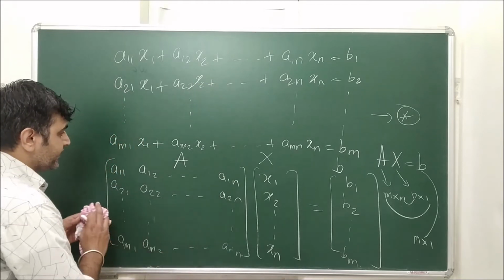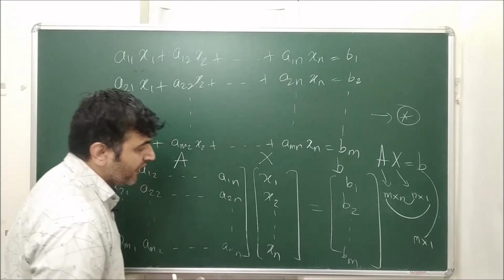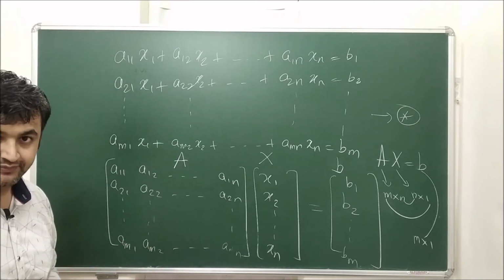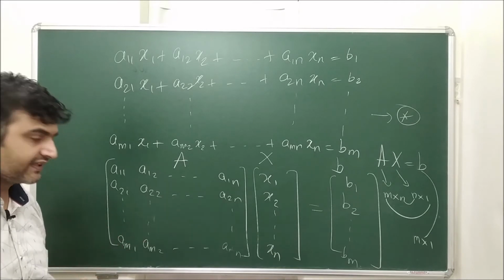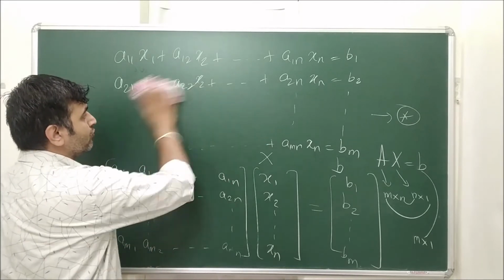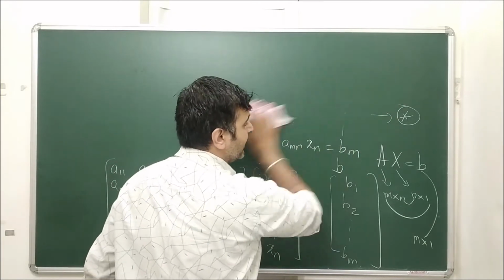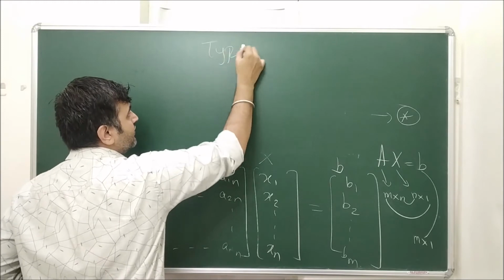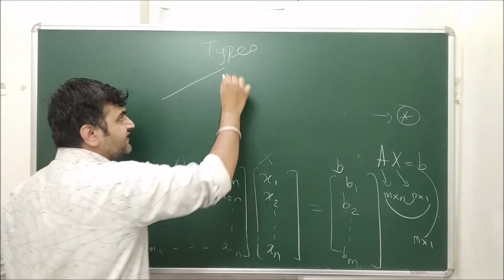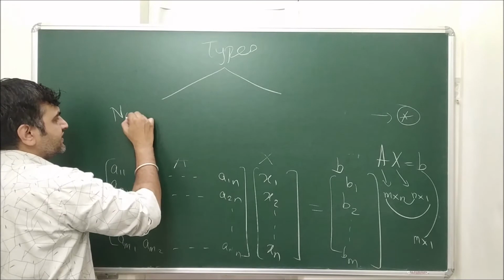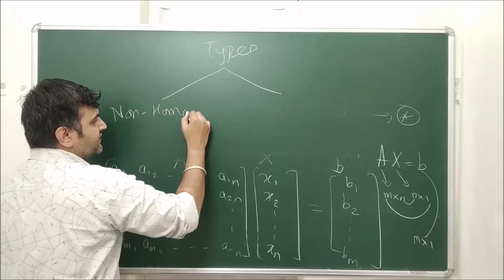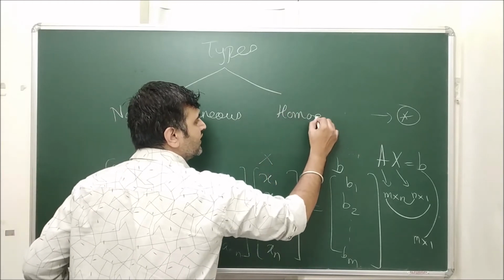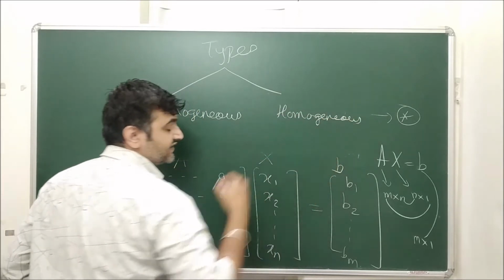Okay, and once you have this, now next comes the type of the system of equations. Now there are usually two types that one can classify, and those two types are homogeneous system of linear equations and non-homogeneous system of linear equations. There are many other classifications as well, but in this session I will just stick to non-homogeneous and homogeneous systems of linear equations.